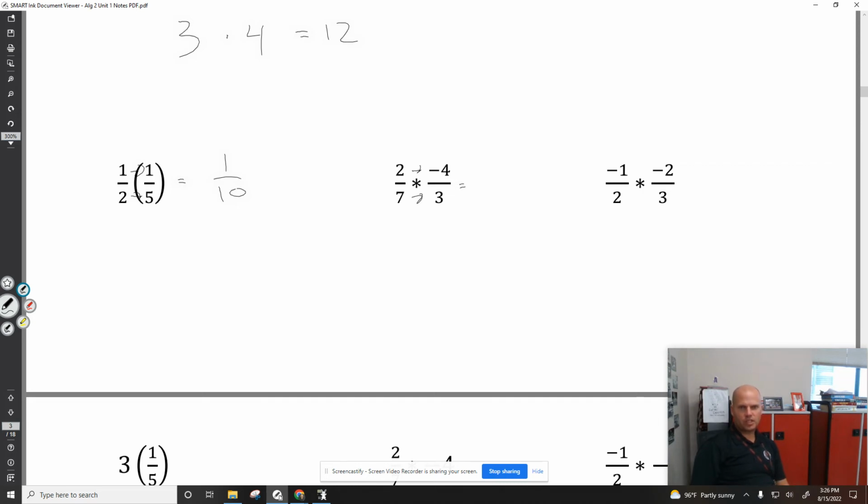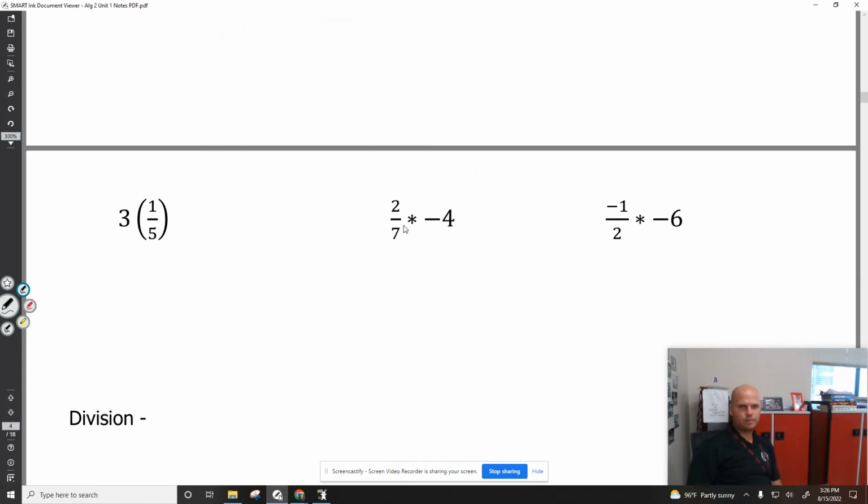Negatives work the same way. See if you can simplify. After that, I can't divide 8 by anything but 4 and 2. Can't divide 21 by anything but 7 and 3. Negatives times negatives are positives. Whole numbers, put them over 1. 3 fifths. Oh, 3 fifths.